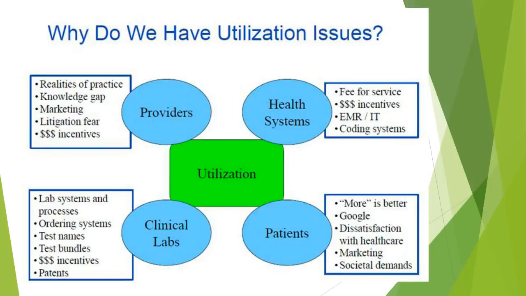This is another way to look at why we have all these utilization issues, and it's multifactorial. We have providers, we have the clinical labs themselves, we have the patients, we have the health systems, and in each of these areas, there are a number of factors. So I'm just going to mention one here as an example. Let's talk about the providers. Let's talk about the physicians, the people ordering the test.